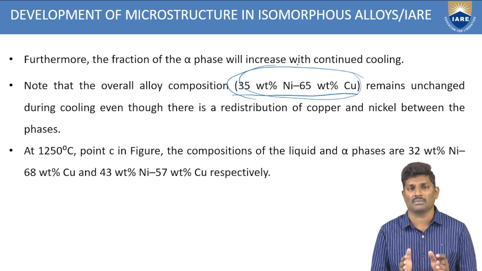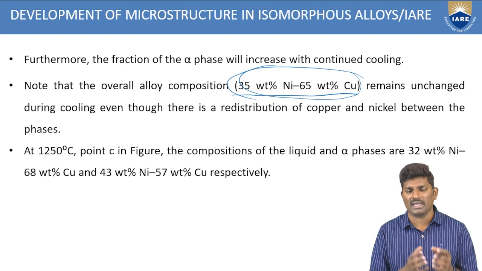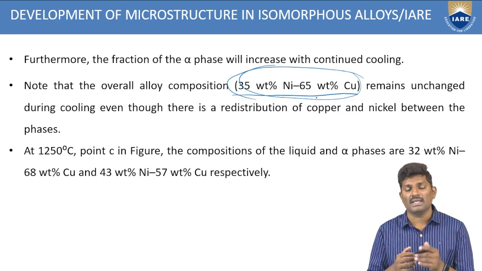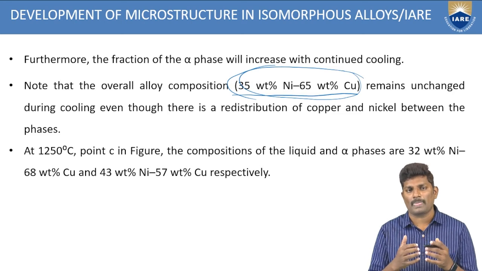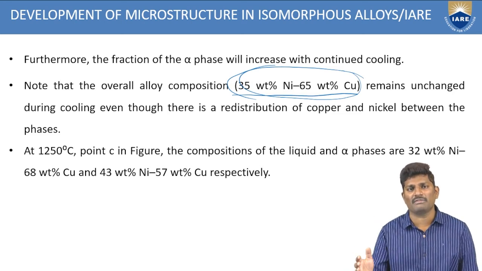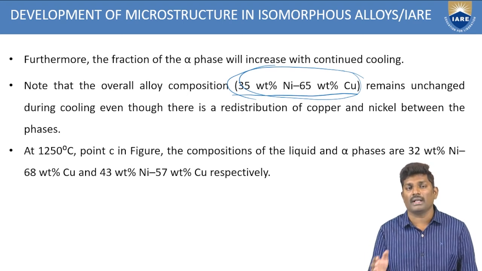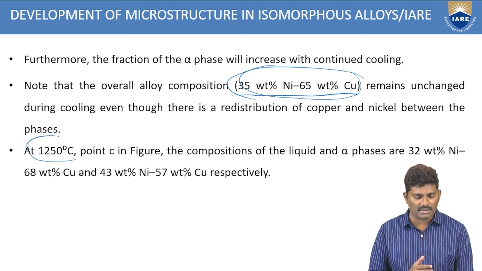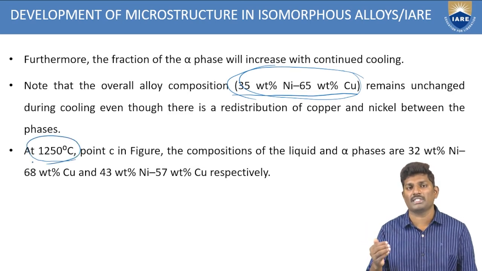It won't remain the same. Because of the cooling, the compositions we have taken, 35% and 65%, will vary. To identify those compositions, we are using the phase diagram. With the help of the phase diagram, we are trying to identify the composition at the corresponding temperatures. Now at 1250 degrees centigrade, the change of the composition will start.